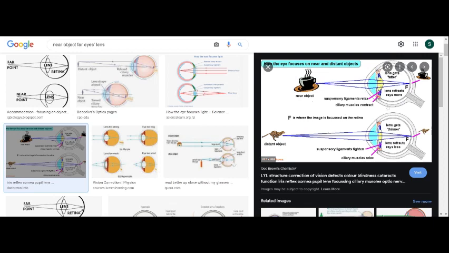Then we said that there are ligaments here. The ligaments are attached to the lens at both sides. The ligaments can be constricted or contracted, or they can be relaxed. When they are relaxed, they get longer. When they are constricted or contracted, they are shorter in length.